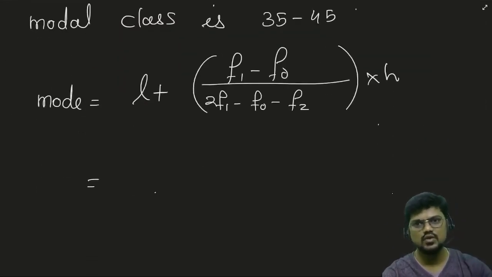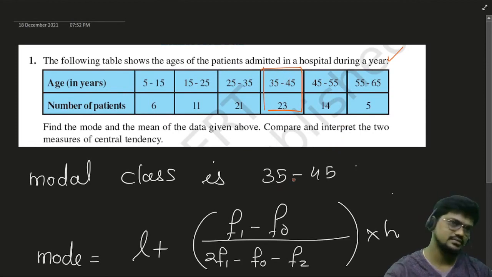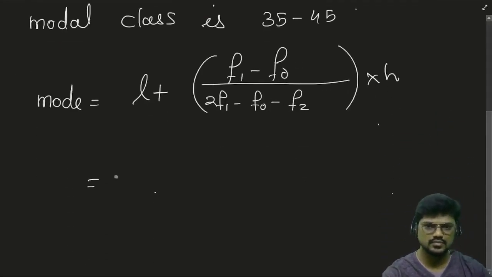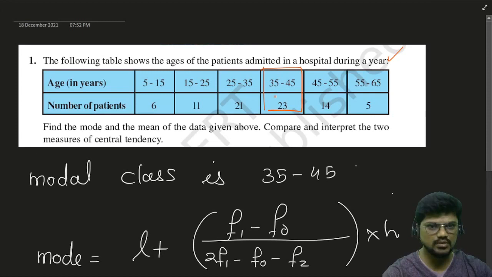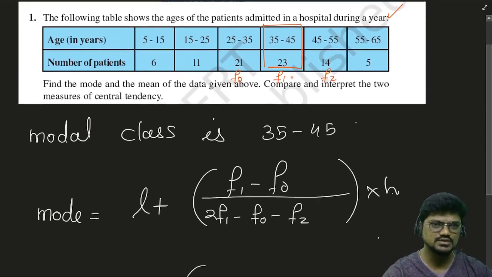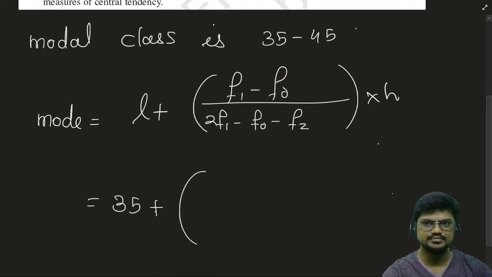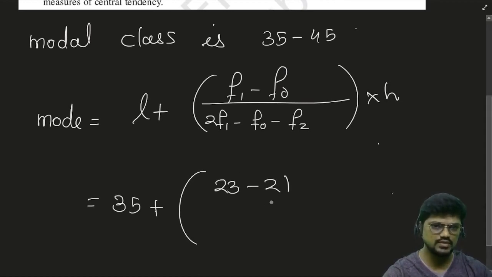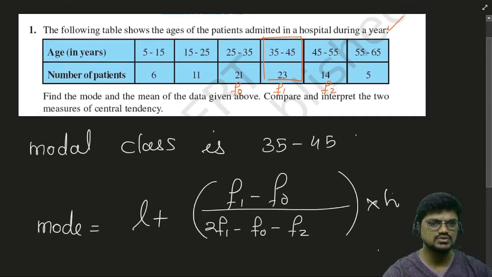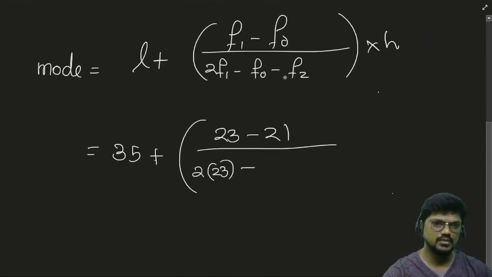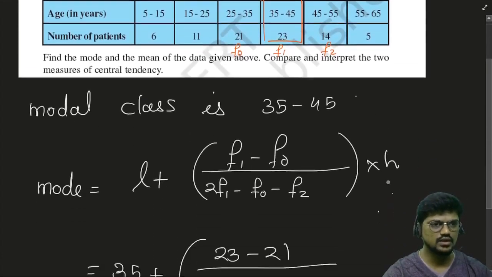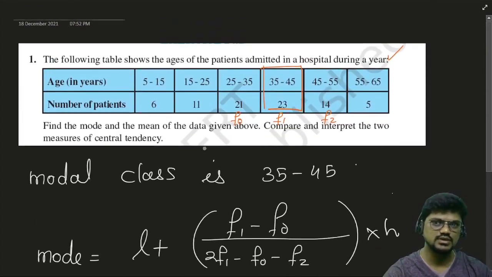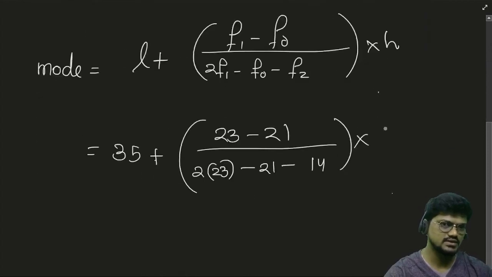Now, L is the lower limit of the model class. The lower limit of the model class is 35, plus F1 minus F0. See, if this is your model class, this will be your F0, this will be your F1, and this will be your F2. So F1 is 23 and F0 is 21. 23 minus 21 upon 2F1, that is 2 into 23, minus F0, that is 21, minus F2, that is 14, and into h. The width of the class interval is 10.